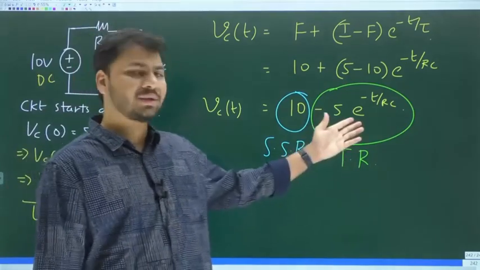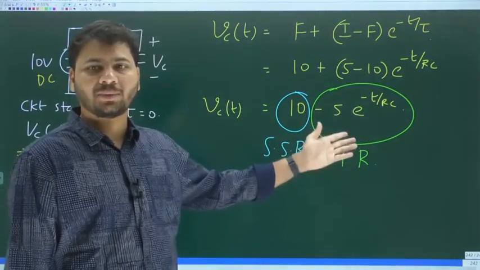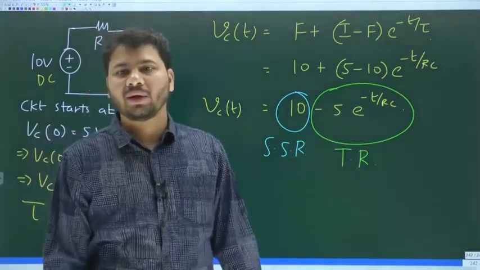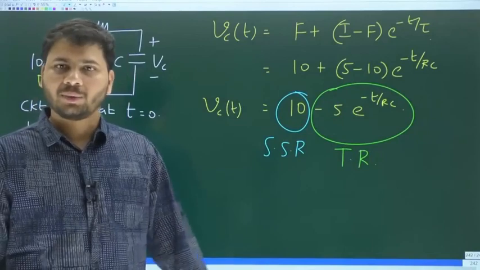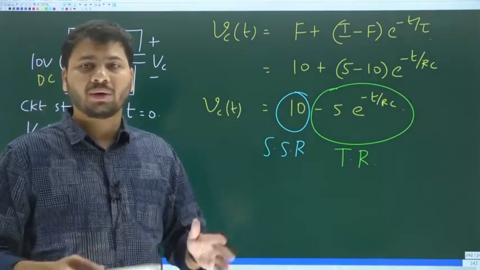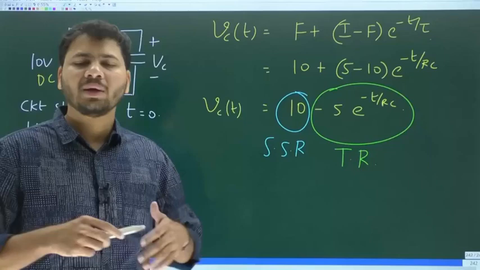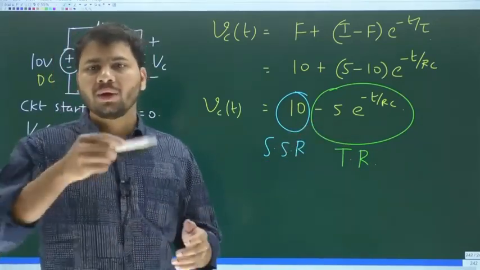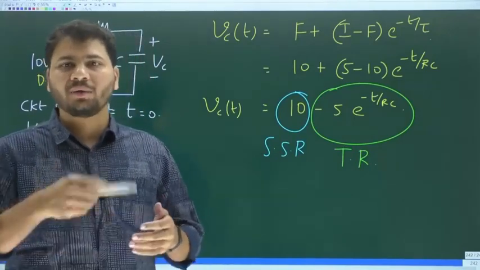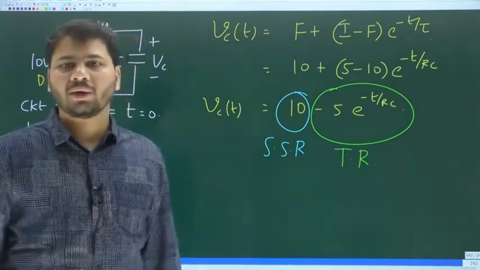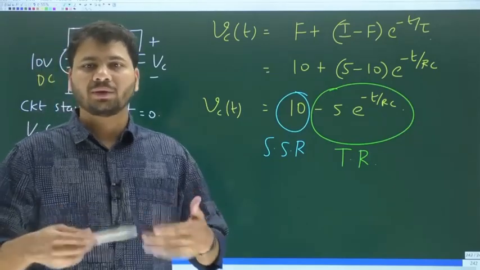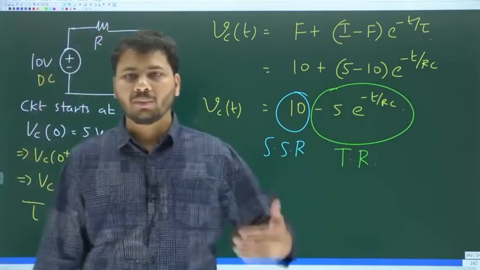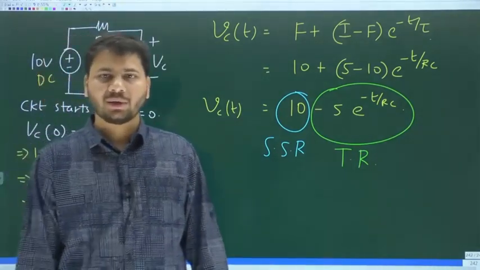Here also, look at the transient part of the response, minus 5 times e power minus t by RC, which will exponentially decay to 0. I hope it is clear. But if some other circuit is unstable, then the transient response, instead of decaying to 0, will blow up to infinity. It will exponentially rise and eventually go to infinity. And that is when the circuit or the system is unstable.